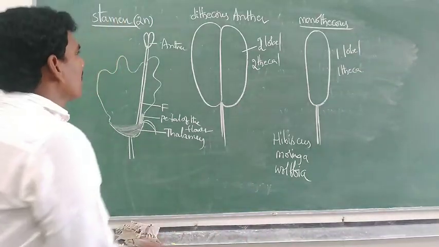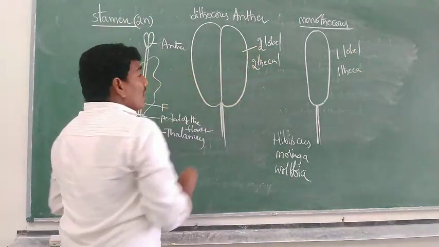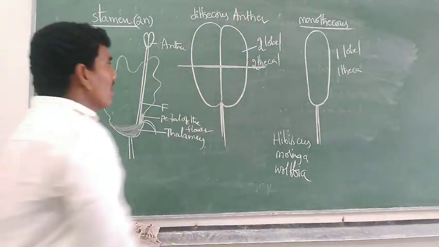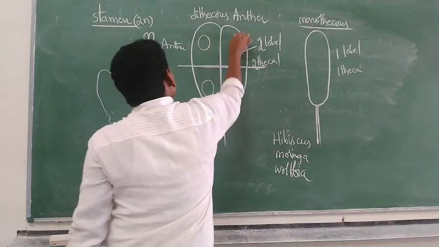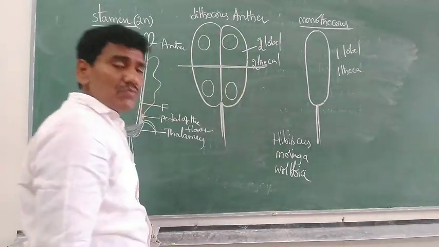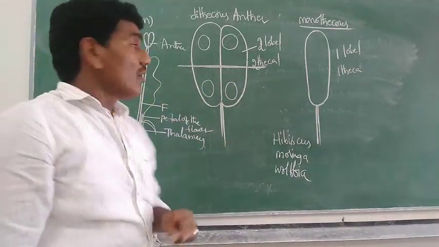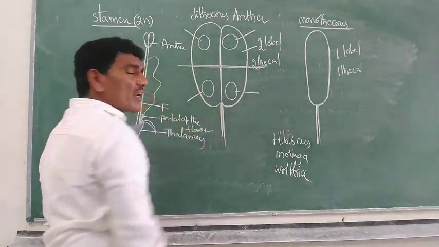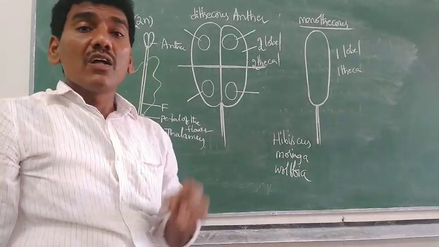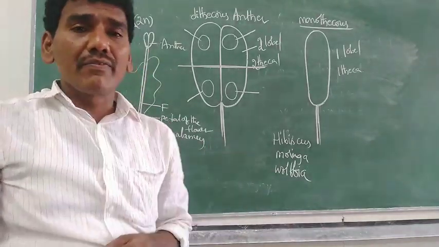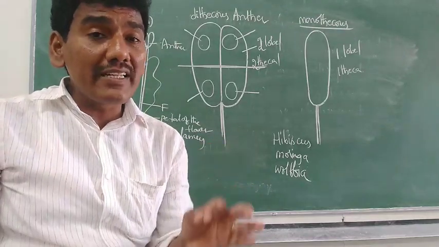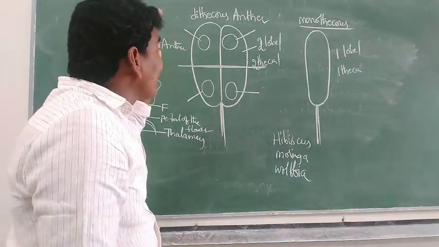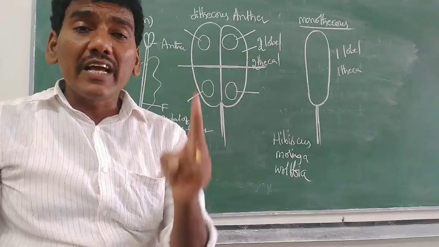Here is a transverse section of a dithecous anther. Each lobe consists of two microsporangia, or two pollen sacs. This is one microsporangium, and so on. Microsporangia are located at the corners of each lobe of the dithecous anther. Four microsporangia and two lobes are present in a dithecous anther.